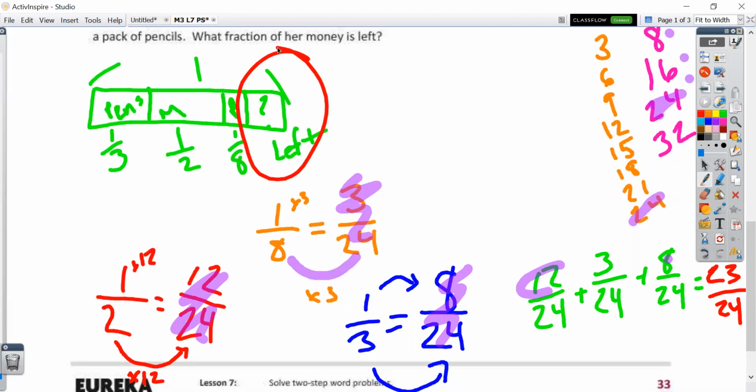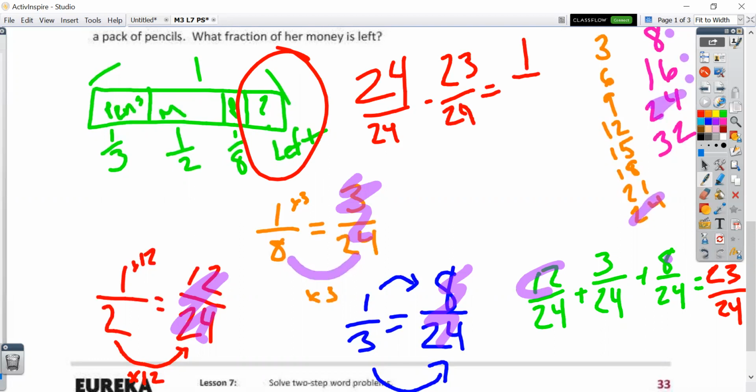To get to 1 whole of 24ths, it's 24/24ths, right? How many would be left? Well, hopefully you could see it. I'm going to write it down. 24/24ths minus 23/24ths. Well, our answer should be 1/24.